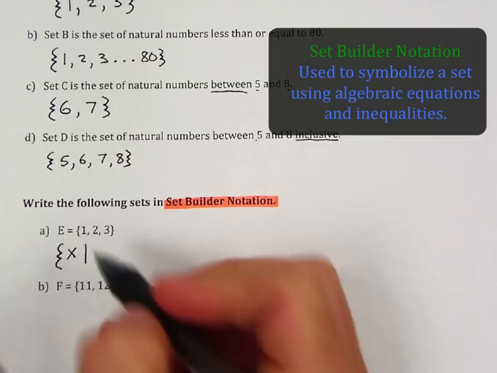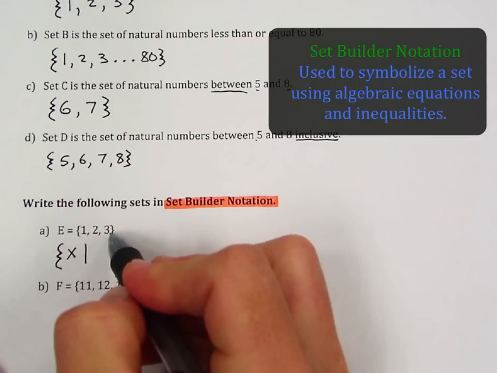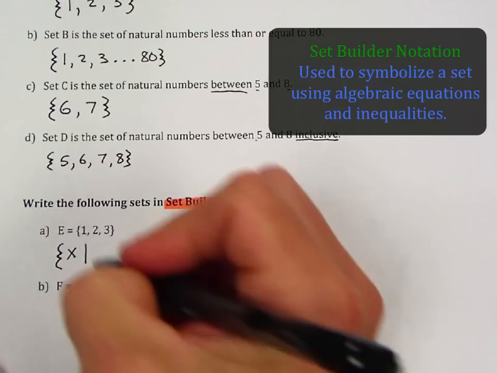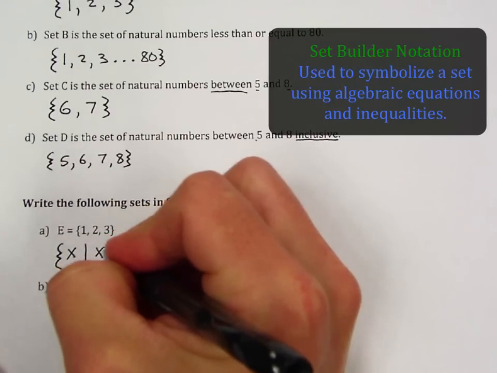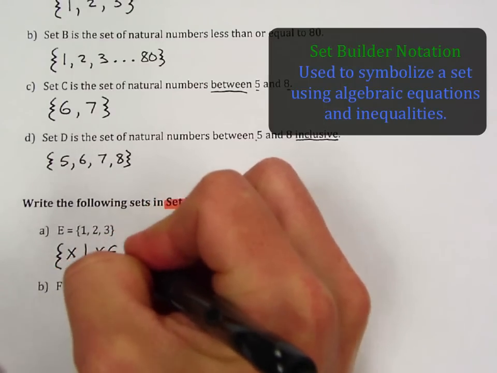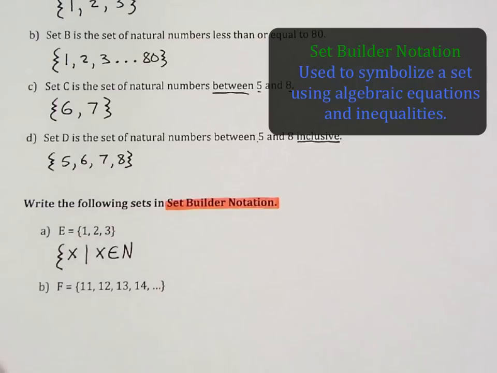The first one is, what type of numbers are these? What set do they belong to? Well, those are counting numbers. And so we're going to say x is an element of the natural numbers or counting numbers. So that's the first part. Say what type of set they come from.